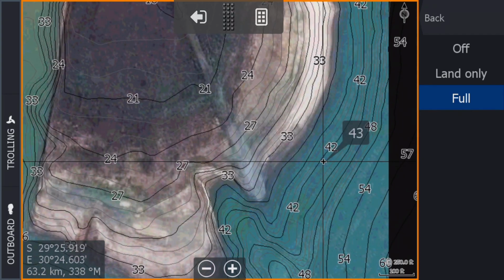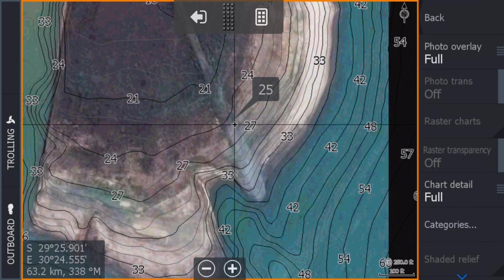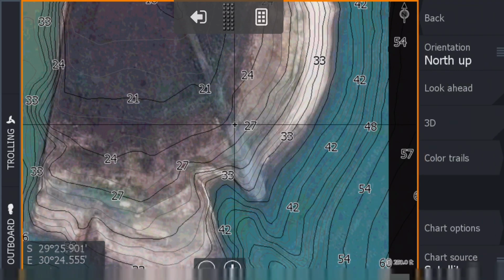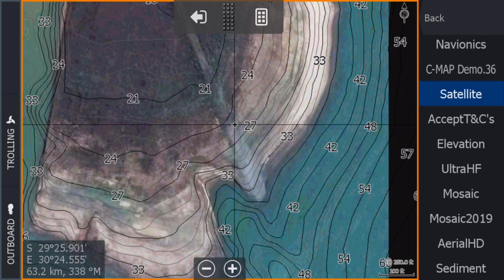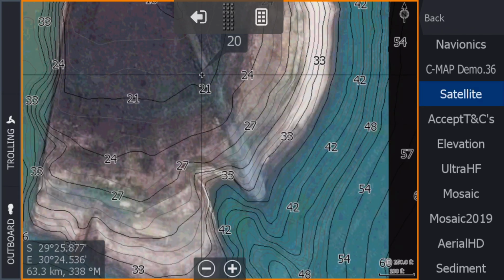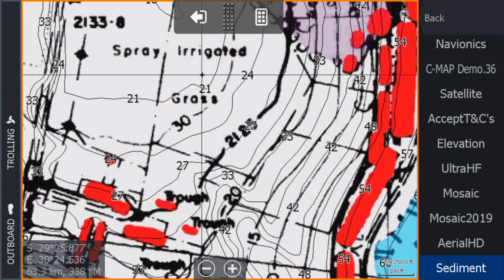But while we're talking about this road where I'm dropping the cursor at the moment, be very, very careful. This is why you need so many different charts. As you can see here, we've got satellite, elevation, ultra HD, mosaic, aerial, there's just so much, okay? I want to warn you, this road that we're talking about here, make no mistake, this is a road, okay? It's a man-made road. If you go to your sediment, that road is not there.